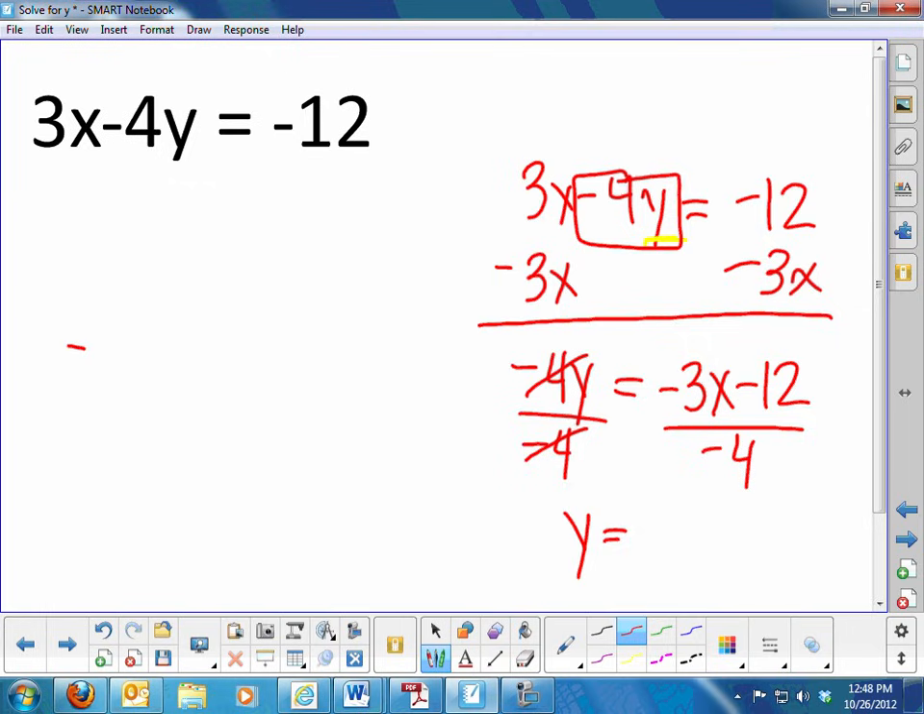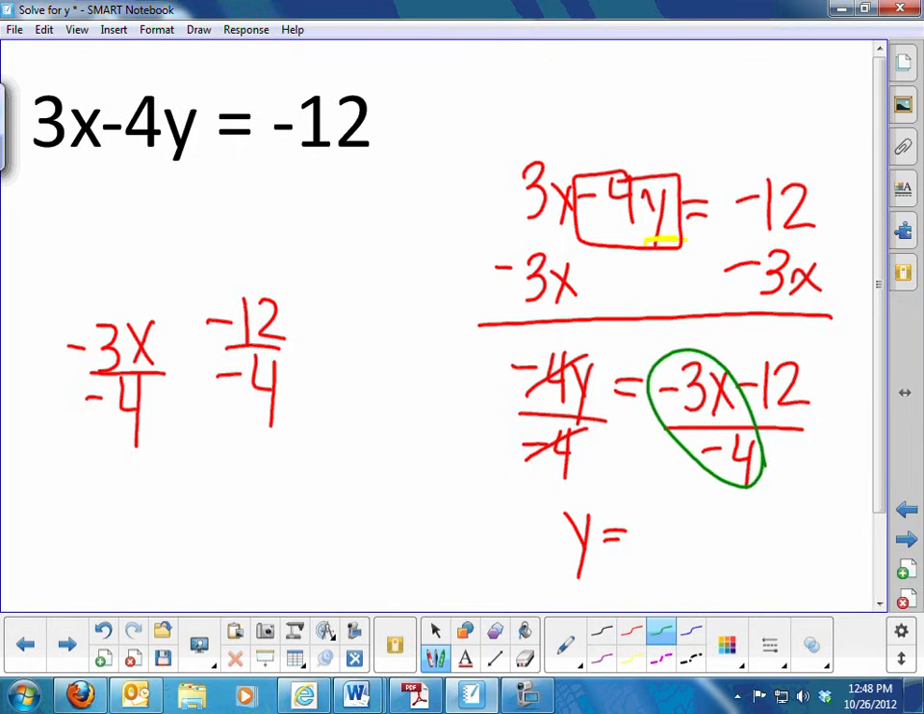Now keep in mind, we could separate this. I could write my negative 3x divided by my negative 4 and my negative 12 divided by negative 4. If that helps you, you can write them separately. If not, I can just do them individually like they are written right here. A negative divided by a negative is a positive, so I have positive 3/4 x. Now I need to do my second term. I have negative 12 divided by a negative 4. That gives me a positive 3. So that would be my equation solved for y: y equals 3/4 x plus 3.